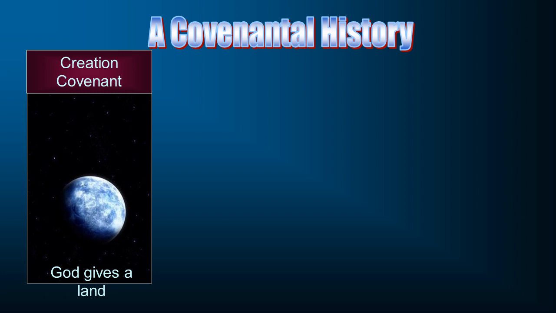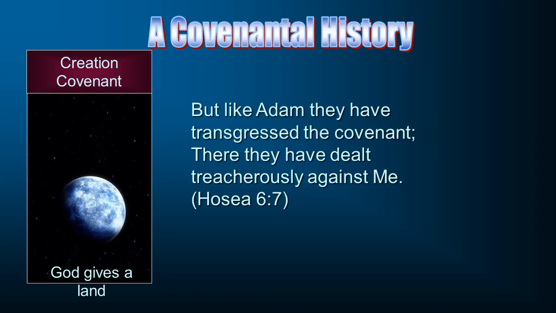And you say, well, I don't see the word covenant used in the early chapters of Genesis. I see it eventually in chapter 6, but I don't see it before that. Well, that's true. But I do see it later on in the book of Hosea, chapter 6, verse 7, that says, "But like Adam, they have transgressed the covenant. There they have dealt treacherously against me." And God is speaking of Israel, about how Israel has transgressed the covenant, just like Adam transgressed the covenant. And that presupposes that Adam had a covenant to transgress.